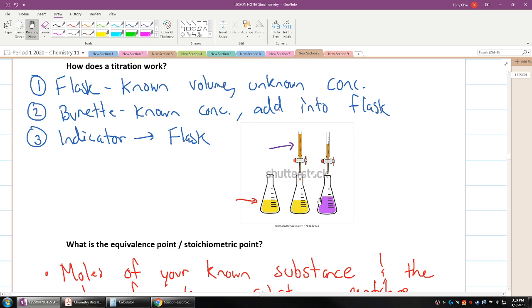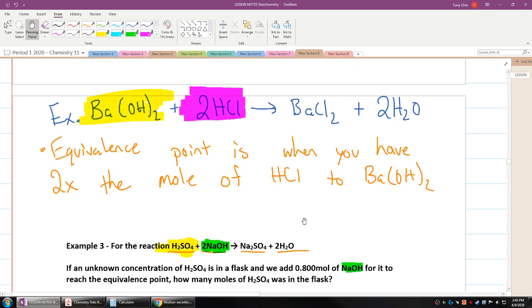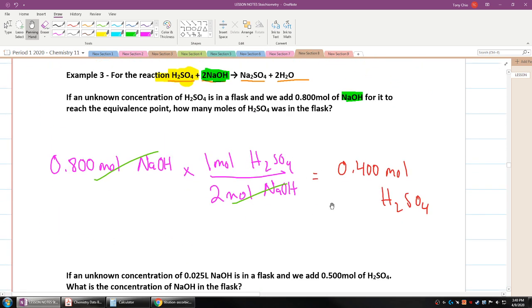So that means if we look at this previous picture here, when you have in this flask at equivalence point 0.400 moles of sulfuric acid and 0.800 moles of NaOH, you would have reached equivalence point. That is when the solution will change color using the indicator used. So that is what we mean by equivalence point, when these moles match their ratio. As you can see, you should expect twice the amount of moles of NaOH versus H2SO4.